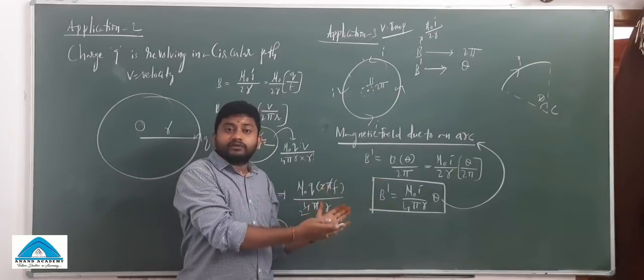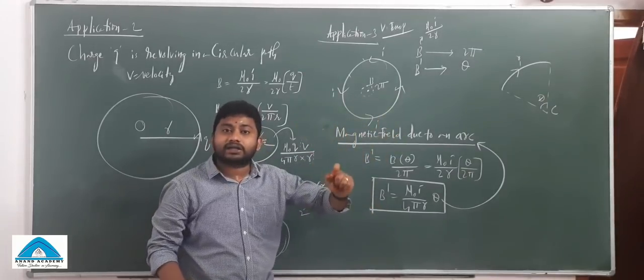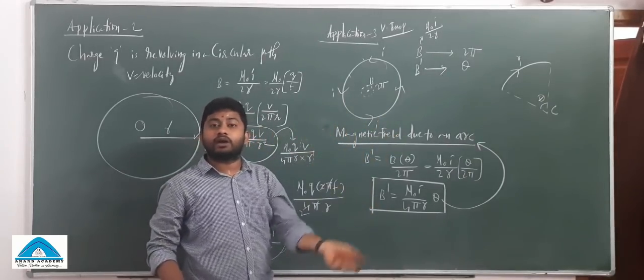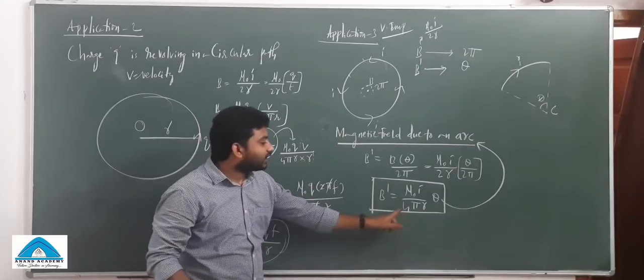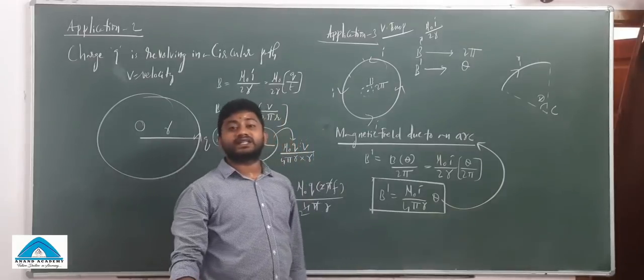So listen to me carefully. The B dash, the magnetic field due to an arc through which the current is flowing, at the center of the circular path, is mu naught I by 4 pi R into theta.